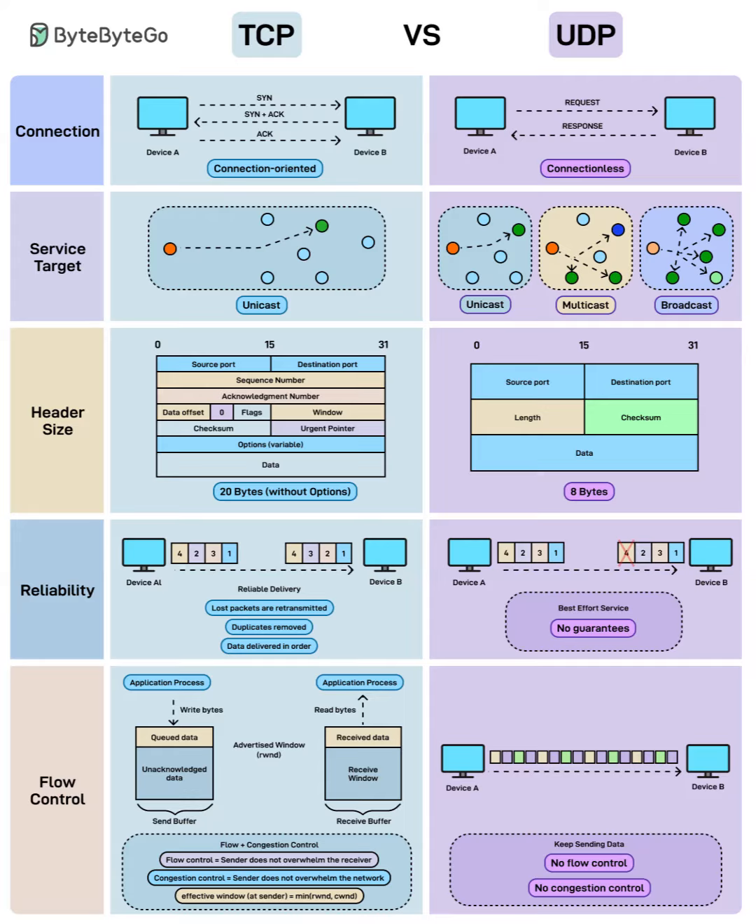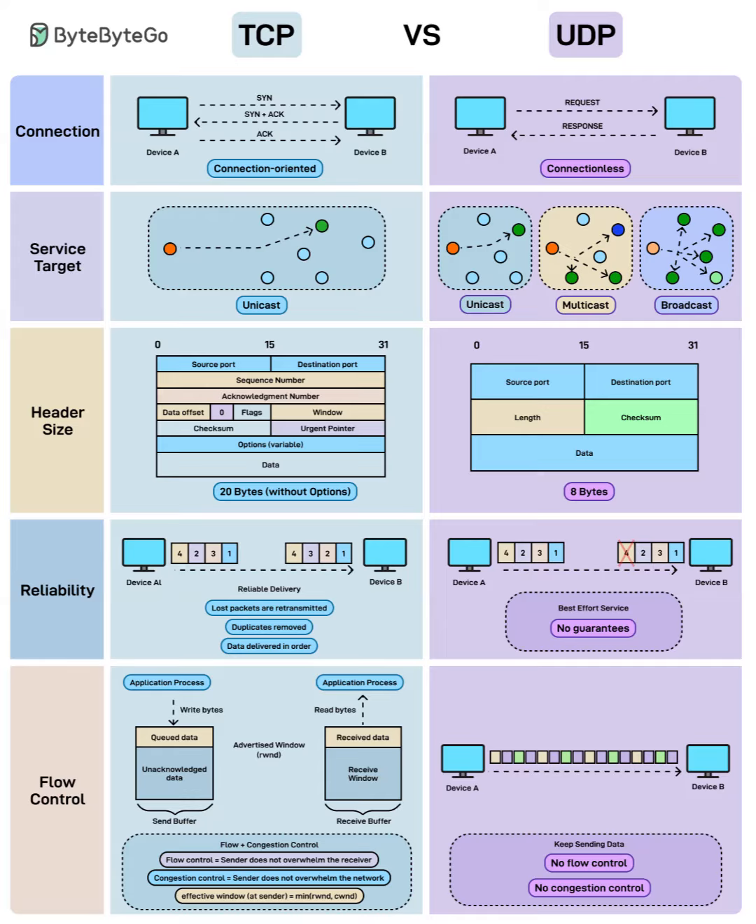Reliability versus best effort. TCP's reliability pipeline handles sequencing, acknowledgements, retransmissions, and in-order delivery. If a segment goes missing, TCP notices and resends before handing data to the application. UDP is best effort. Packets may arrive late, out of order, or not at all.